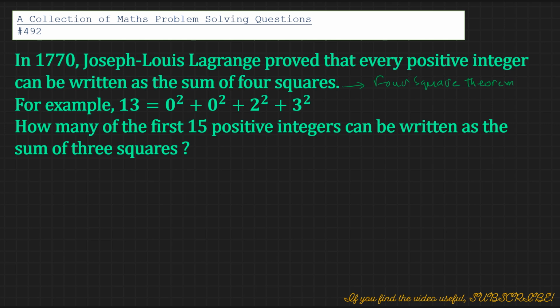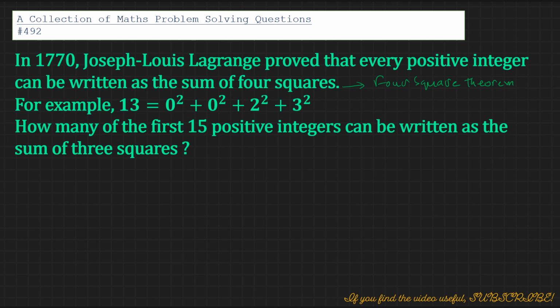The question is a bit different, however. They're asking us how many of the first 15 positive integers can be written as a sum of three squares, so not four. It is a sum of three squares. To answer this, we have to start from 1 and check if we can write them as the sum of three squares.